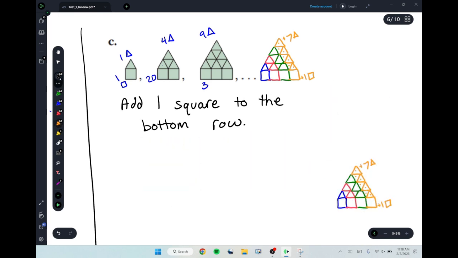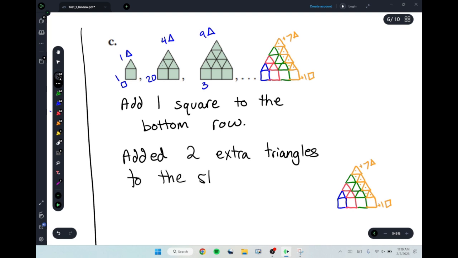But what else? And then we added 2 extra triangles to the shape each time, I guess, if we're being super careful and taking our time. Because we started with 1. No, because the first one we added 3 extra triangles.